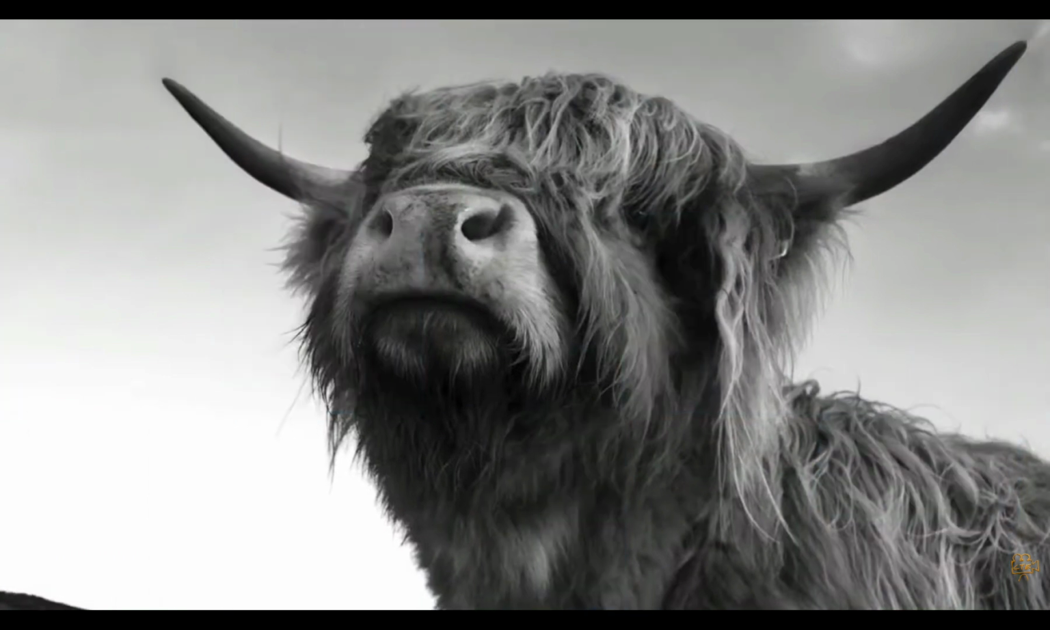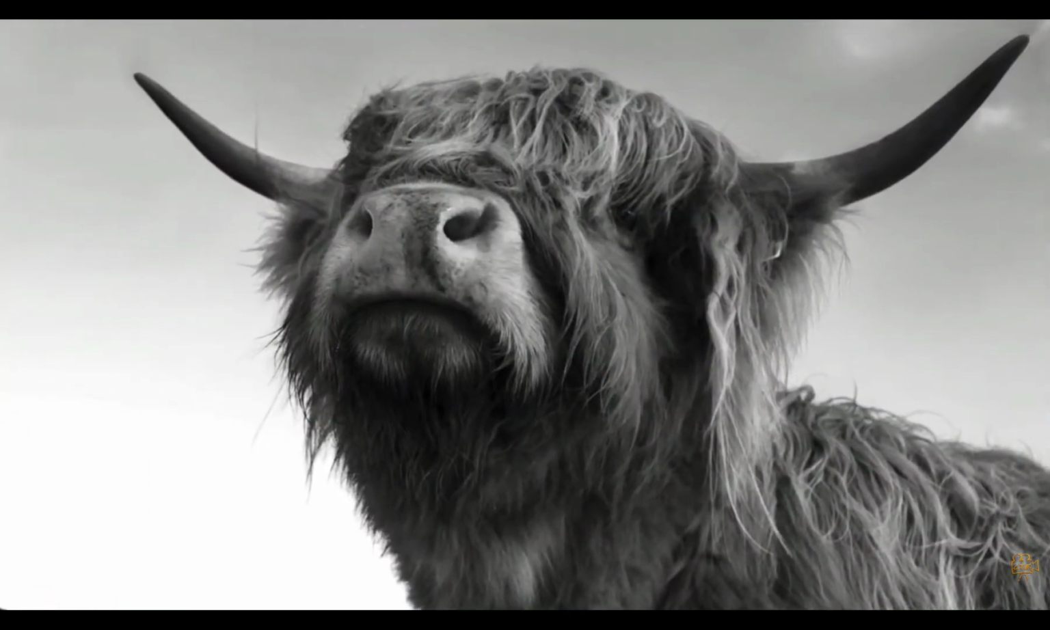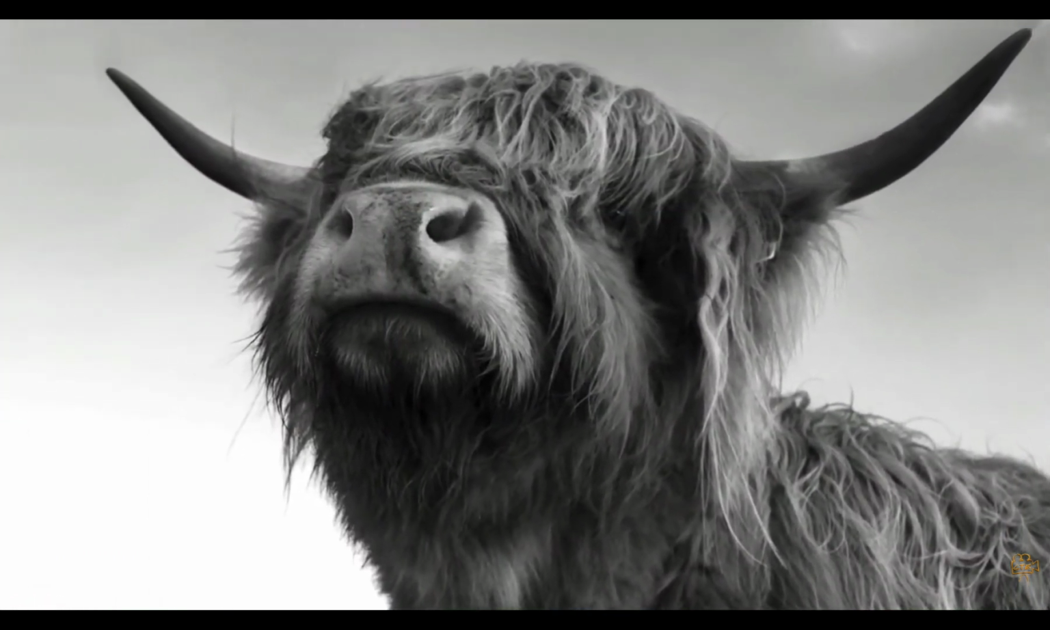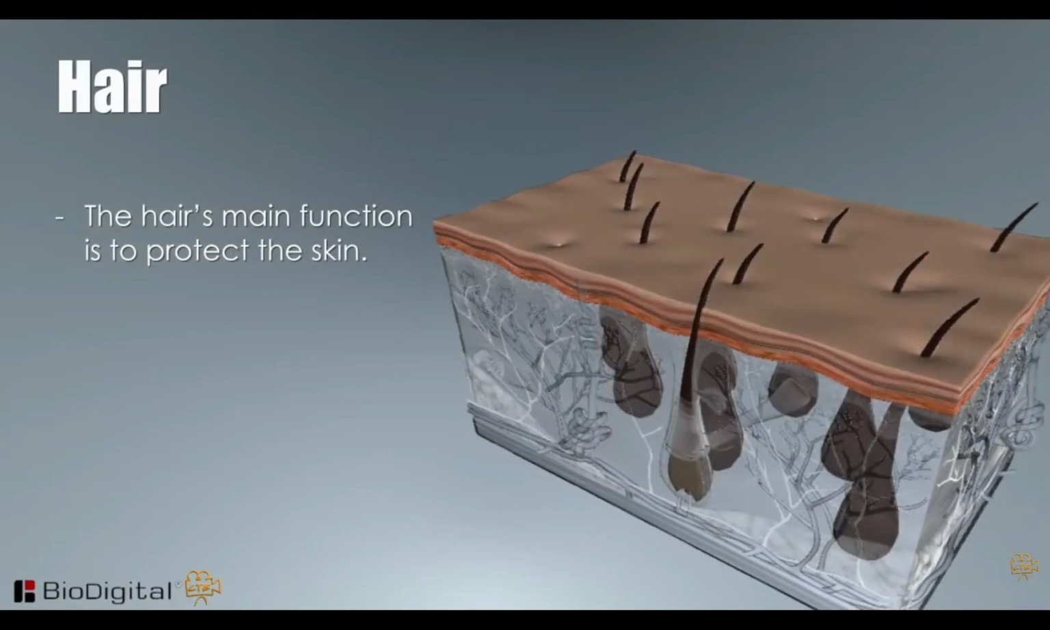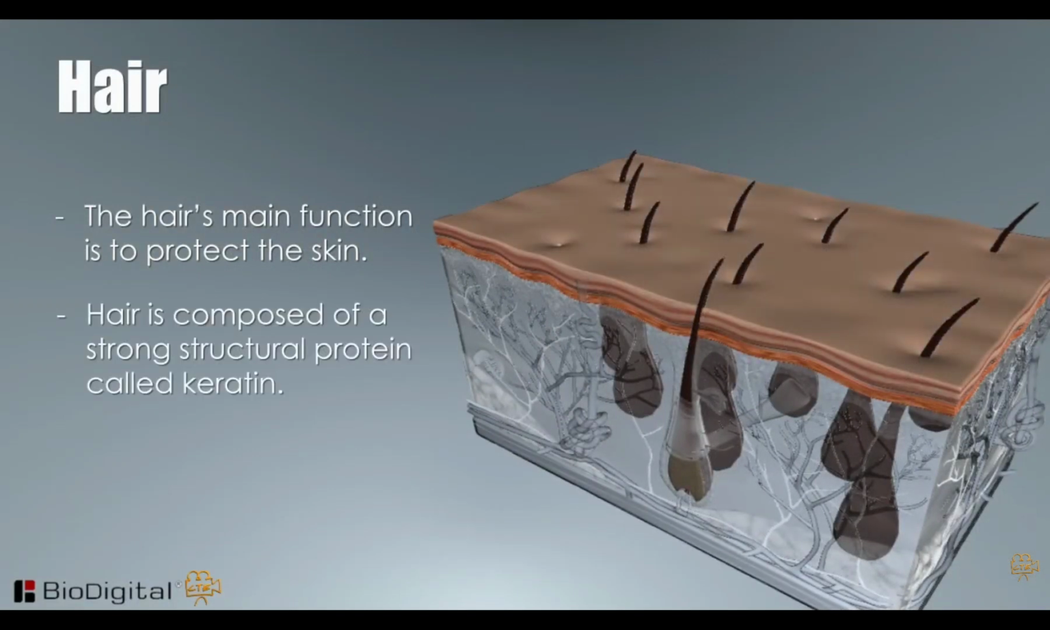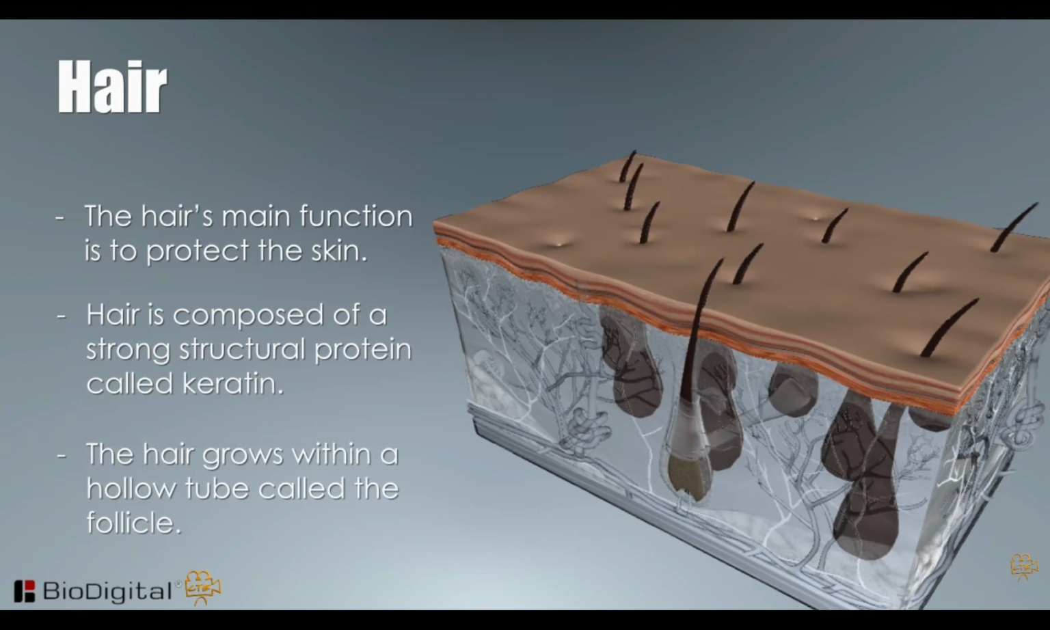Now, the hair is the second major part of the integumentary system. The hair's main function is to protect the skin. Hair is composed of a strong structural protein called keratin. The hair grows within a hollow tube called the follicle.